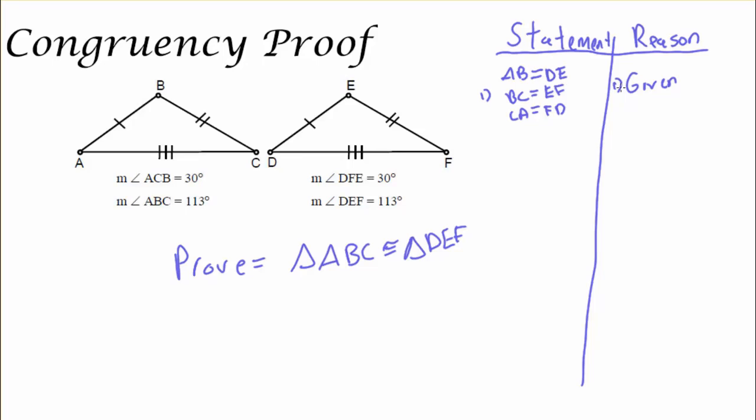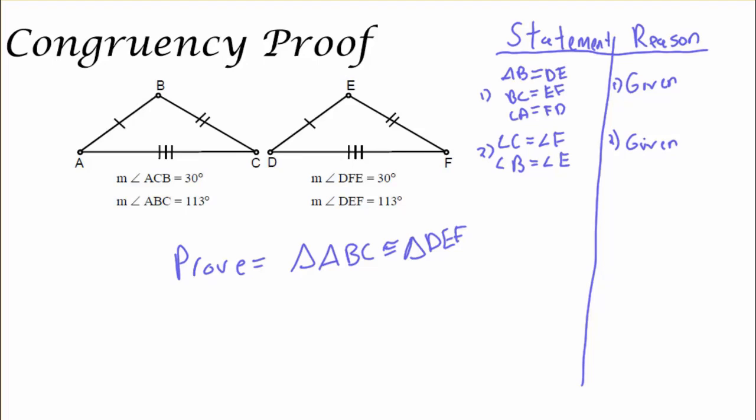Now I was given some other information about angles. So I can say that angle C is 30, and I know that angle F is 30, so I can just go ahead and say that C is equal to F. And in that same way, angle B is equal to angle E. And because this information is provided to me in this diagram, I can say that this reason is also given. So 2 statements, I've said 5 big things that were all given to me.